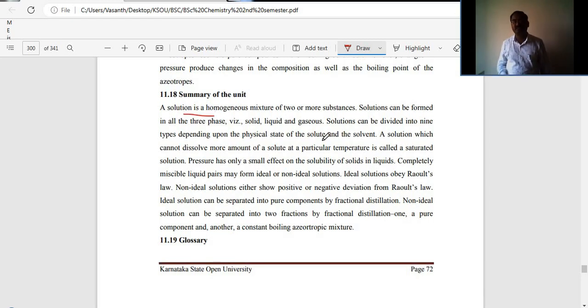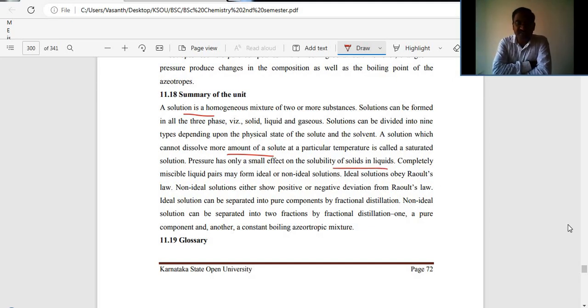A solution is a homogeneous mixture of two or more substances. Solutions can be formed in all three states: solids, liquids and gases. Solutions can be divided into nine types depending upon the physical states of the solute and solvent. A solution which cannot dissolve more of a solute at a particular temperature is called a saturated solution. Pressure has only a small effect on the solubility of solids in liquid.